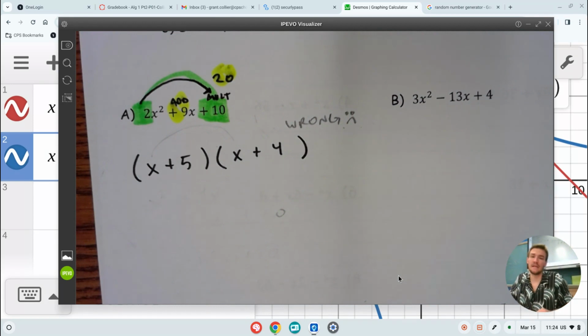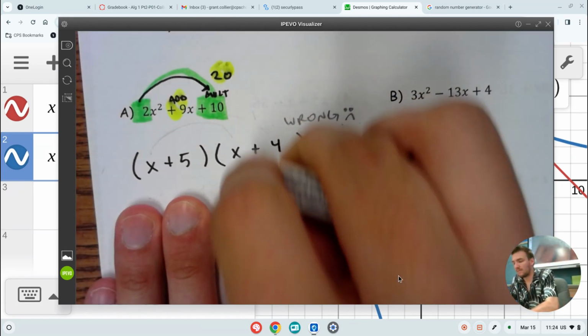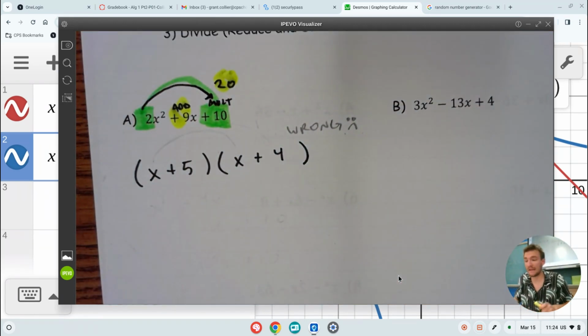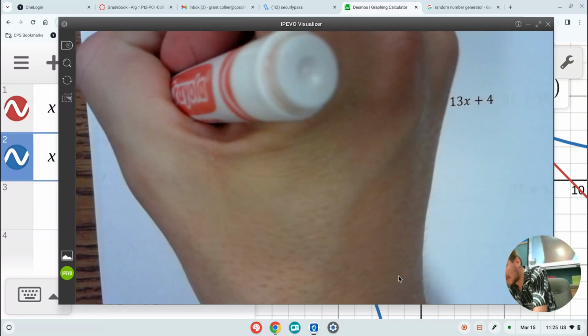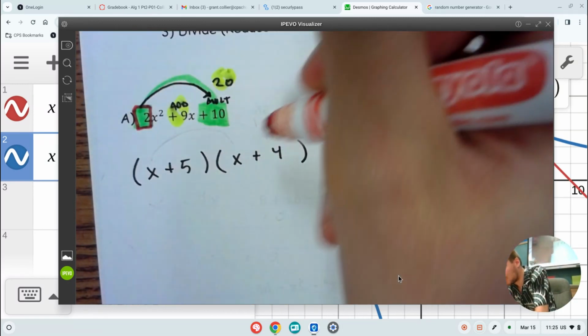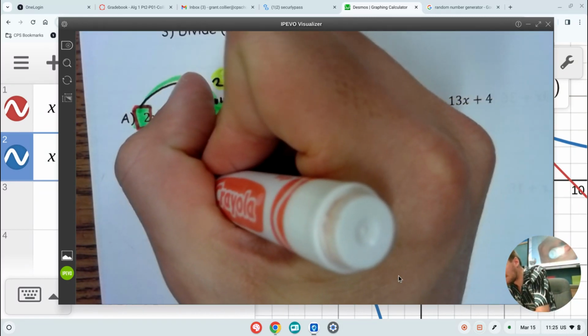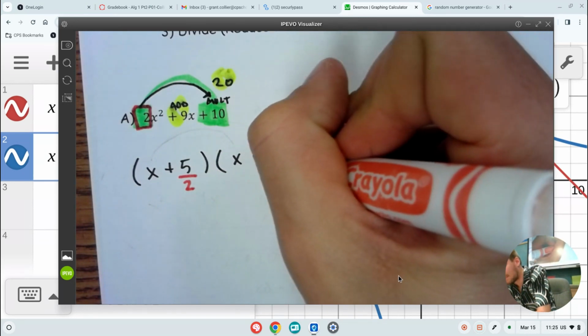Okay, so what are we going to do to make it right? Pretty simple process here, but this is brand new. So even if you feel really good at this stuff, pay attention to me. Please, give me the attention that I need to show you this. What we're going to do is because we started with a 2, we're going to divide by 2, divide by 2.